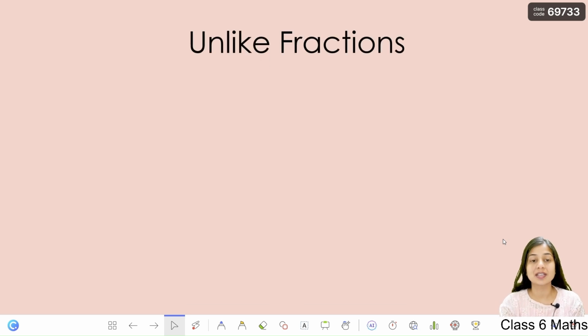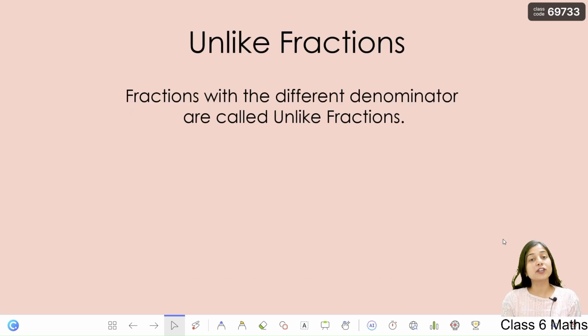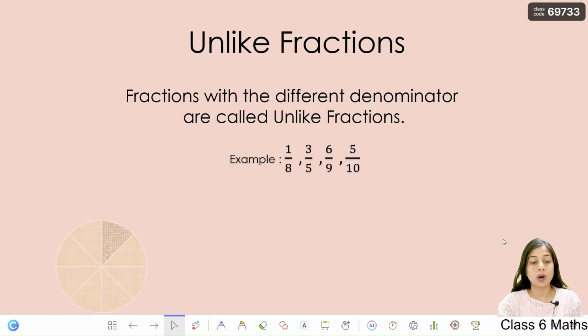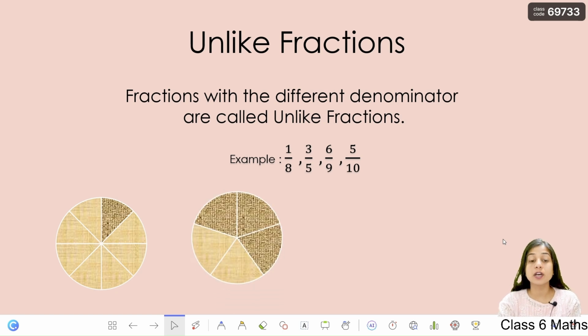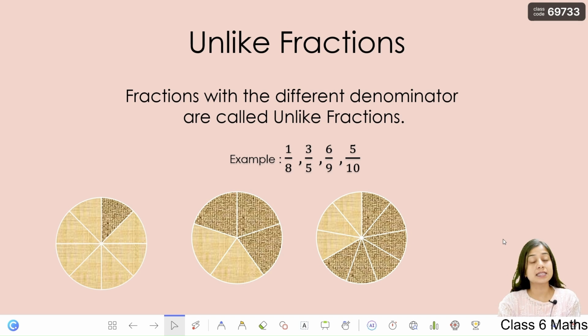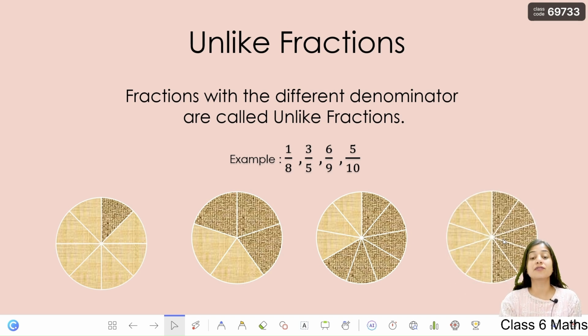Unlike fractions, fractions with different denominators are called unlike fractions. For example, 1 by 8, one part is shaded out of 8 parts. 3 by 5, 3 parts are shaded out of 5 parts. 6 by 9, 6 are shaded out of 9. And last, 5 by 10, 5 parts are shaded out of 10. As we can observe here, nothing is related, neither numerators nor denominators. So these are unlike fractions.